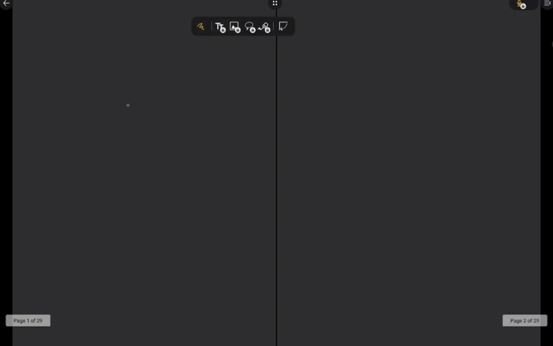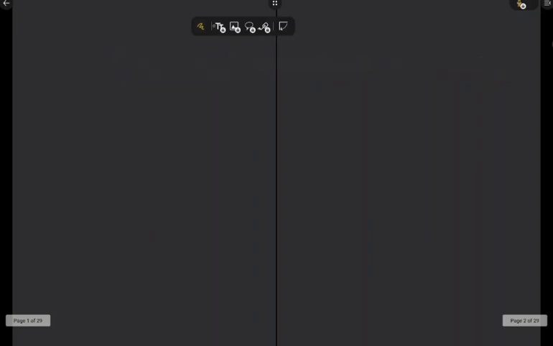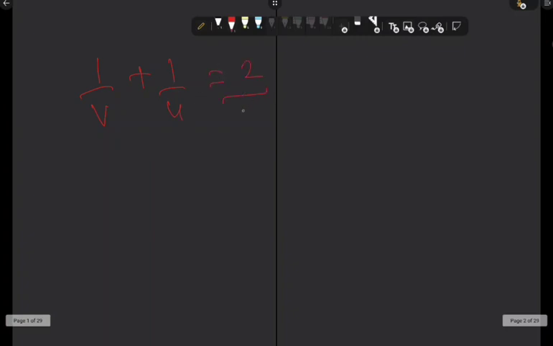So, spherical mirror formula, just write it over here. We have to derive it. We will derive it using what? We will derive it using Fermat's principle.